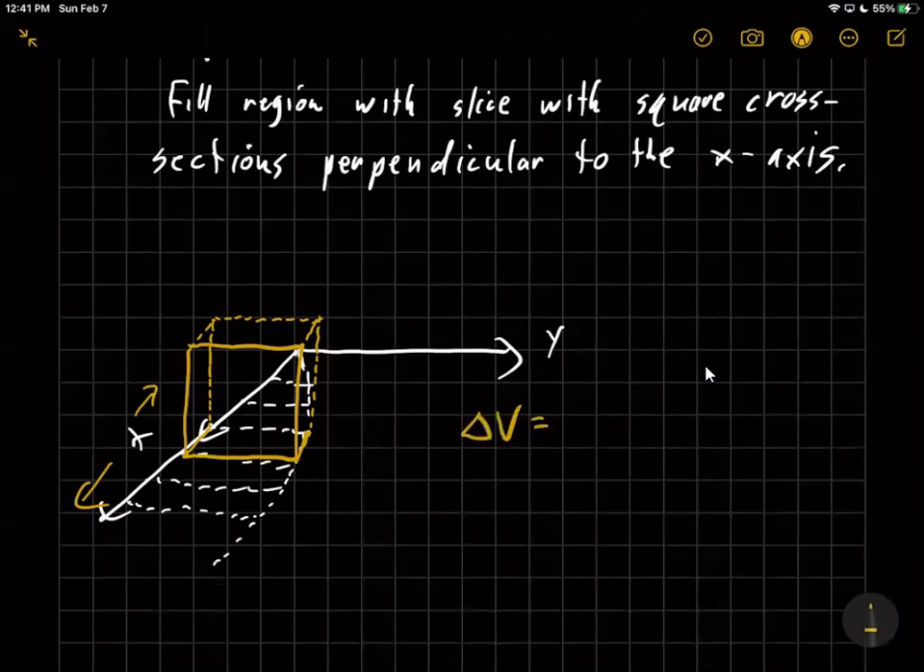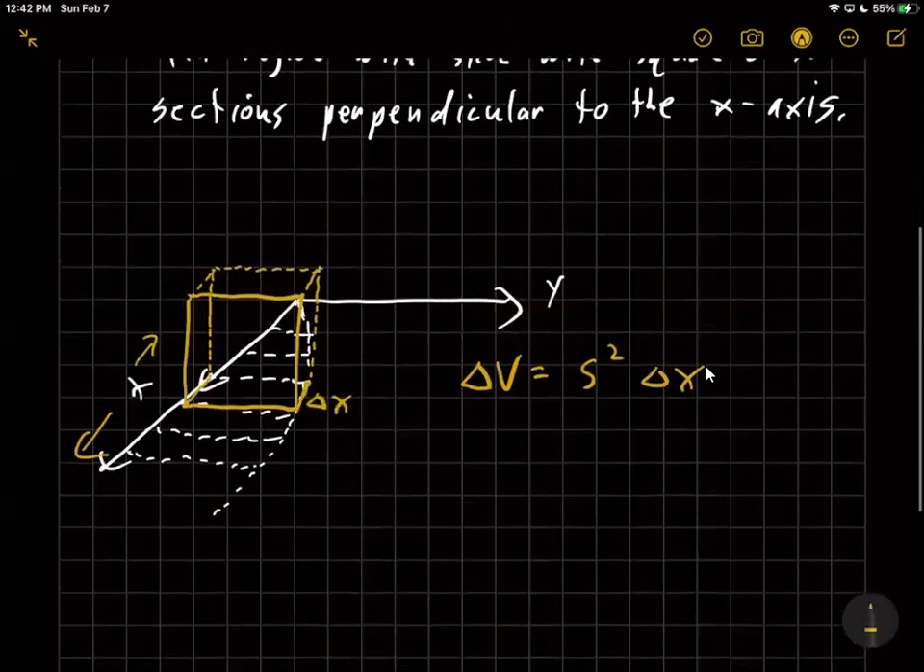Right now, this volume element is made of a square, which has a side of length s. So the volume of the slab could be the area of the face of it, the square, and a thickness. It's delta x thick. If we were going the other way, they might be delta y thick. So we want to be able to write what s is. Well, what is s?